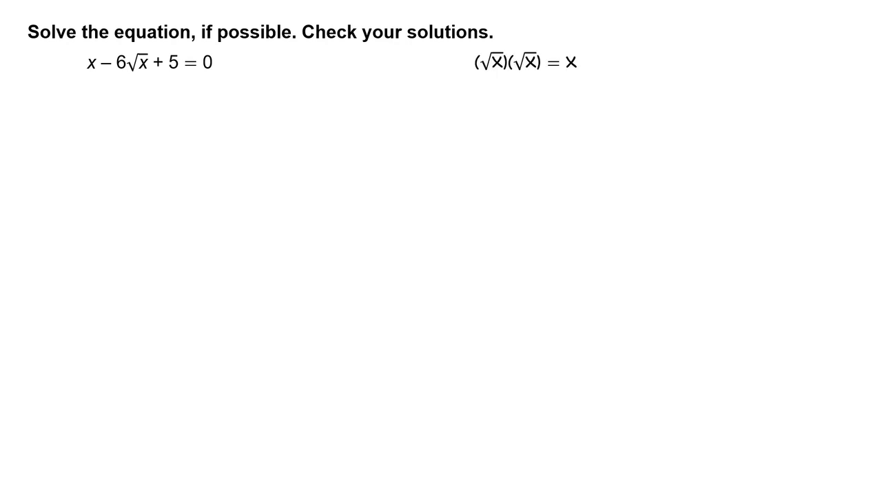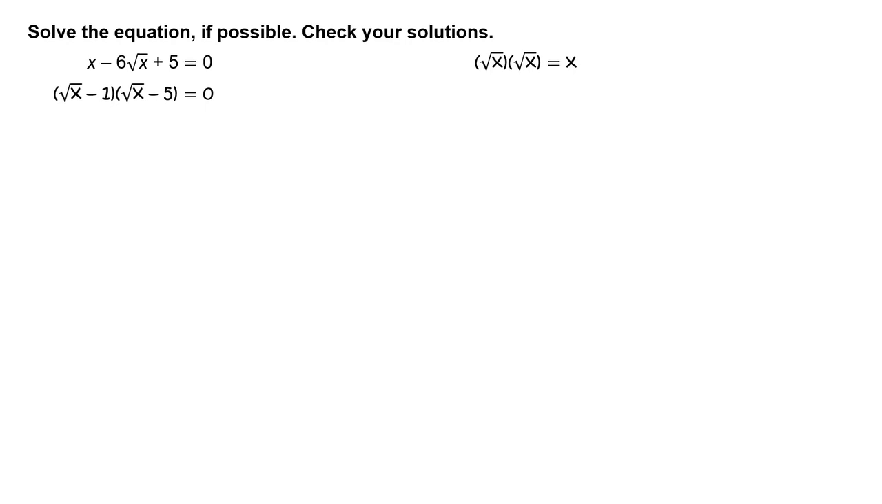First note that the square root of x times the square root of x is equal to x. So since the first term contains an x and the second term contains the square root of x, the first term of each factor will be the square root of x. That is because when you multiply the square root of x by the square root of x, you are left with the first term in the original equation, which is x.